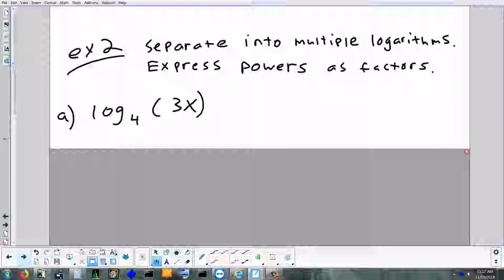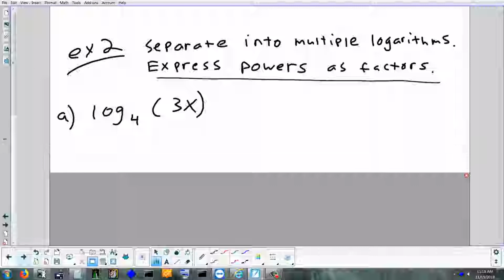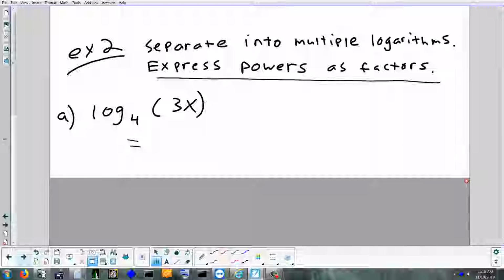All right, so the directions say to take what you have here and separate it into multiple logs, and it says to express powers as factors. This means to do Rule 3. Don't leave things as powers. Put them in front as multiplication, as a factor. Okay, so let's split this up.